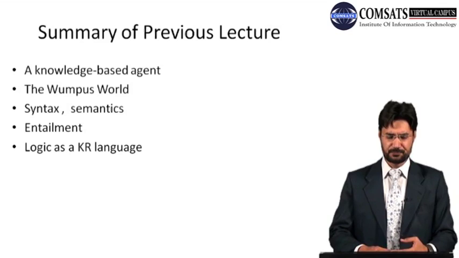And then we understood syntax and semantics. If we have collections of symbols which represent a sentence, then we call it syntax. If we take out the meaning out of it, what it actually means, and if we can summarize it, then we call it semantics. Then we also understood entailment, and how it helps us to move between different syntaxes and take out the semantics. We also understood logic as a knowledge representation language.